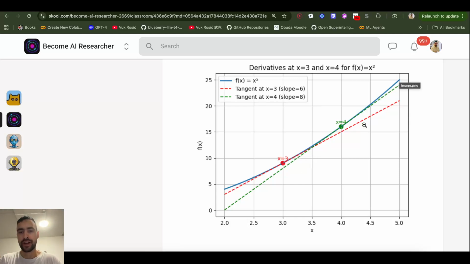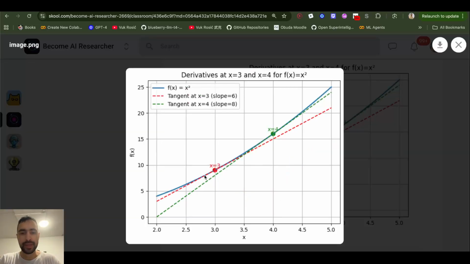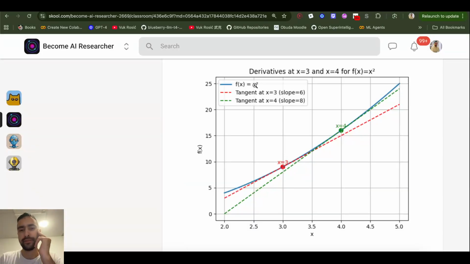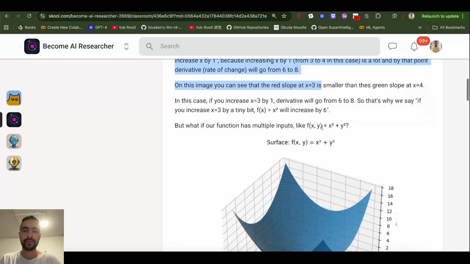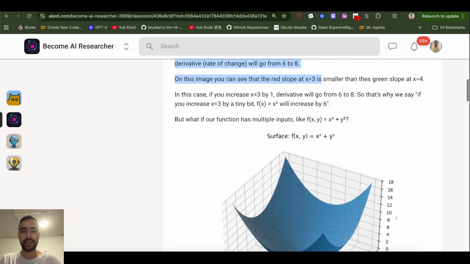You see this blue function is a bit circular, and the slope at x equals 3 is represented with this red line, and the slope at x equals 4 is represented with this green line. If you find the derivative of this function, x squared, at x equals 3, the derivative there will be 6. That's the slope. This is also repeated, reminding ourselves of what we learned, just explained a bit differently here.